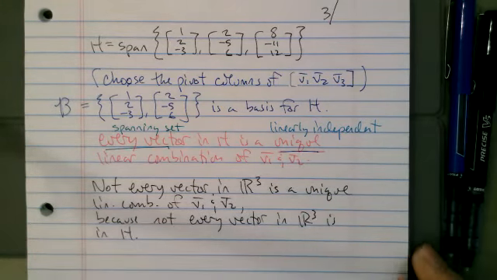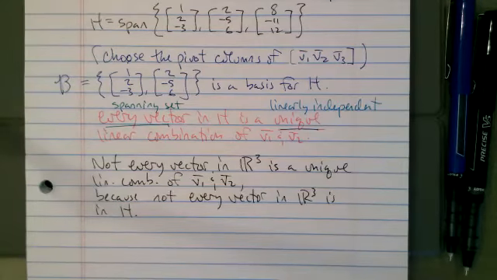H does not include everything in R3. I've only got two vectors in my basis for H. I could not possibly get everything in R3. Everything in R3 can only be described as a unique linear combination of three linearly independent vectors.